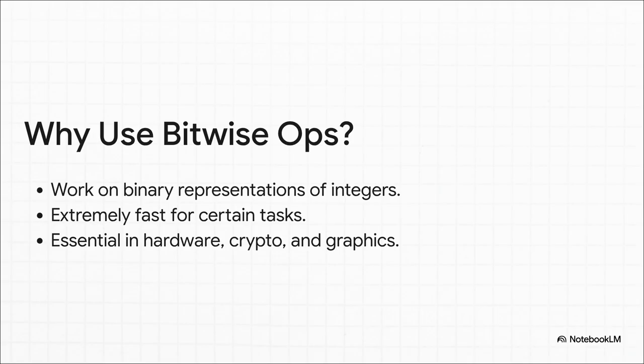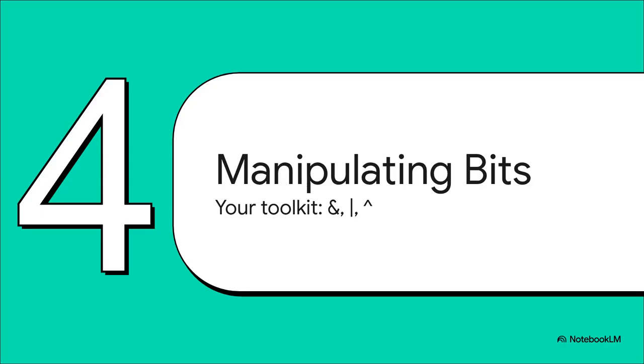This makes them absolutely essential in fields like graphics, cryptography, and pretty much any kind of embedded systems or hardware programming. So, to work at this level, you get a very specific set of tools. These are the bitwise operators. We've got and, or, and a really special one called XOR, which stands for exclusive OR. Let's break down what each one does.